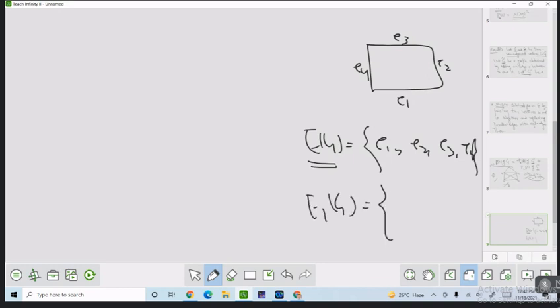So I am asking: are E1 and E4 adjacent? These are adjacent. Are E1 and E3 adjacent? E4 and E2, but E1 and E2 are adjacent. If I collect the edges which are not adjacent, that collection has a special name, and that is called the matching of a graph. Are you getting my point? So our new topic is matching.